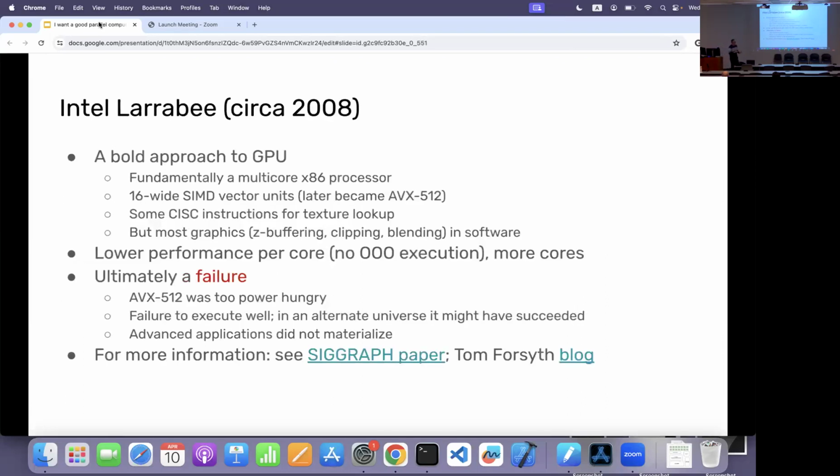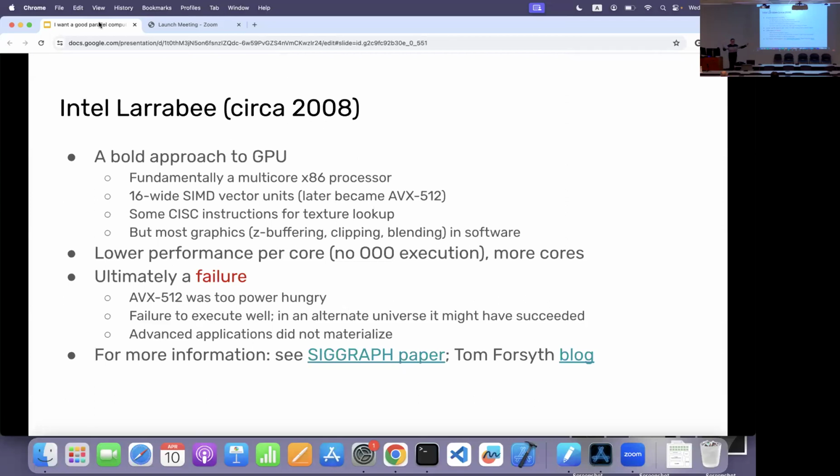So when we're looking at the hardware and the different possibilities versus what we have today, one of the most interesting chapters in the story, I think, is Intel Larrabee, an alternative universe that could have been but slipped away. It was a really bold approach to GPUs. It's fundamentally a general purpose processor. It's x86. You can run Linux on it. But it has a lot of cores, a lot more than usual. It's tuned so that it has more cores with less performance on each core.